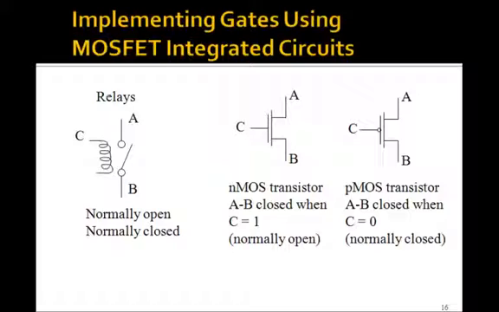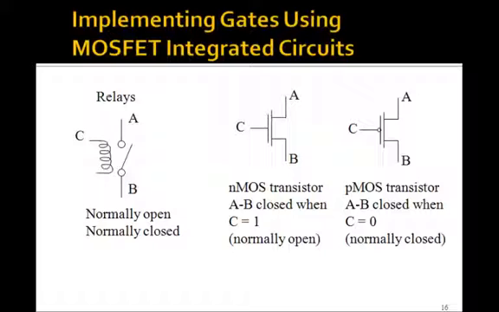Now, how can we use transistors to do the work of the relays? This symbol shows what's called an NMOS transistor, and it behaves sort of like a normally open relay. That is, if C equals 1, that is, this voltage here becomes higher than this voltage B, say, then this A gets connected to B, so you can think of it as a kind of switch. A PMOS transistor, denoted by this little bubble here, behaves like a normally closed one. That is, when C is equal to 0, if this voltage is 0, then it's closed. If this is 1, it opens up.